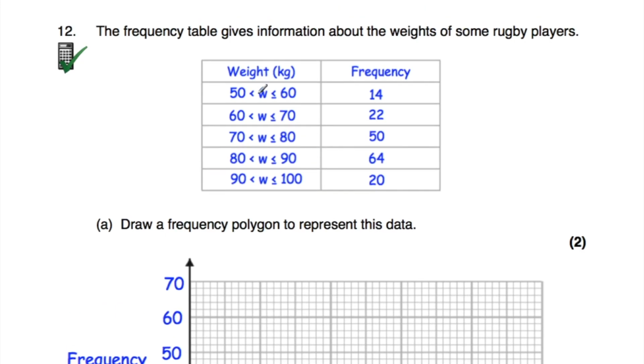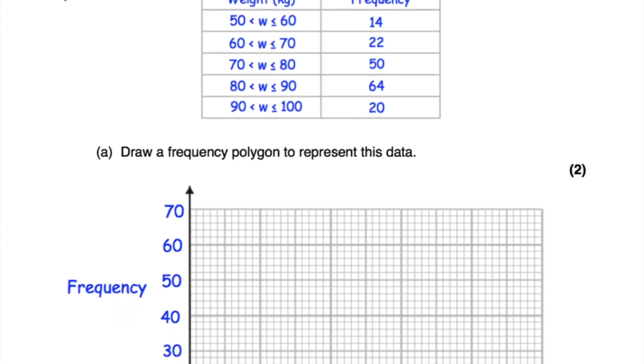So we're going to go 55 across and up to 14, 65 across and up to 22, 75 across and up to 50, 85 across and up to 64, and 95 across and up to 20, and then join those up. So let's do that.